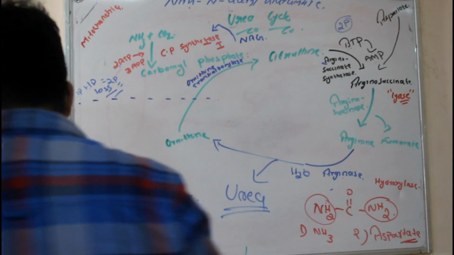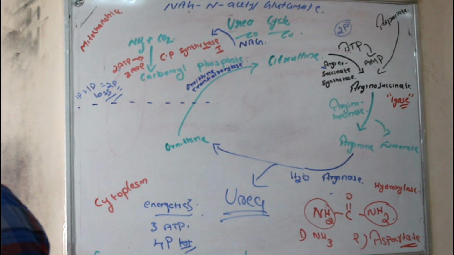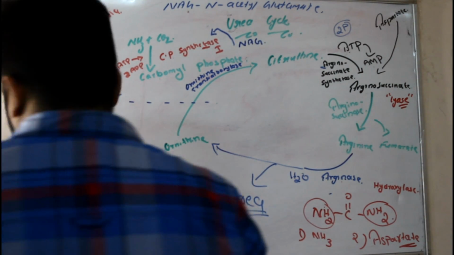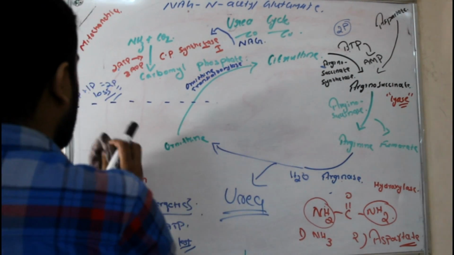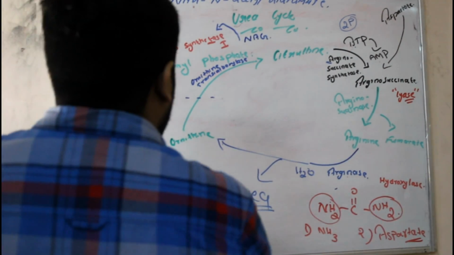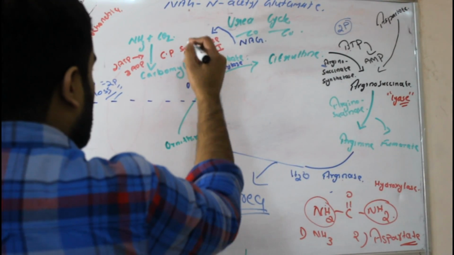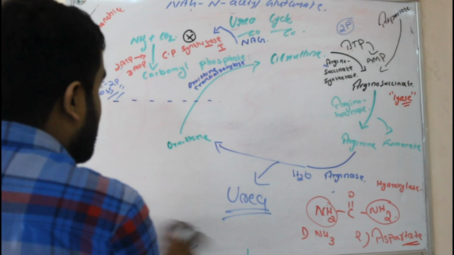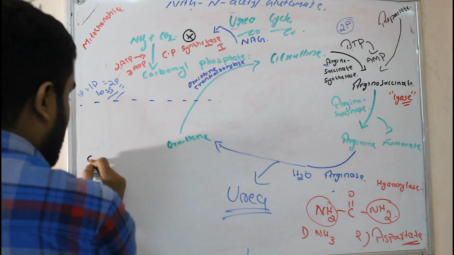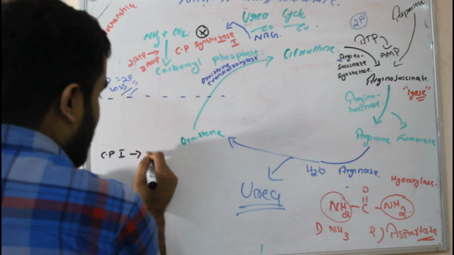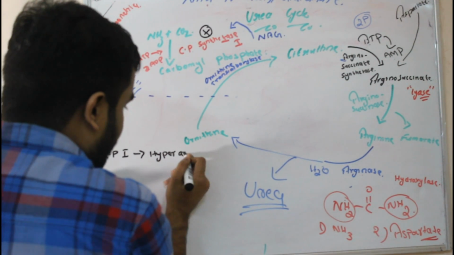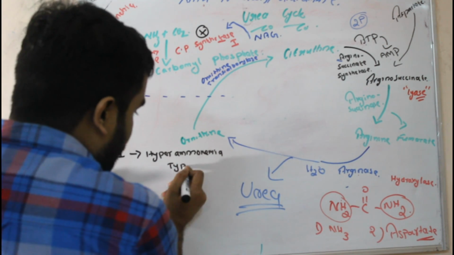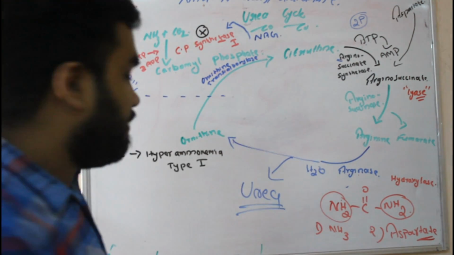Now we will study some disorders of the urea cycle. I am discussing the diseases here. If carbamyl phosphate synthetase 1 is absent or deficient, it is called hyperammonemia type 1.